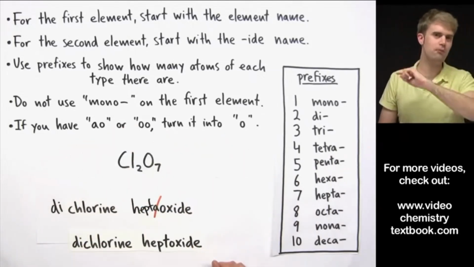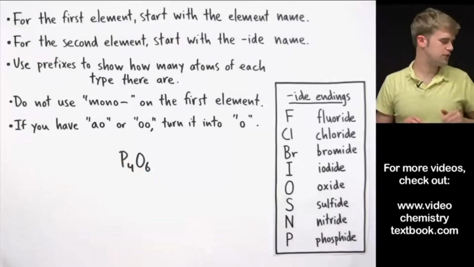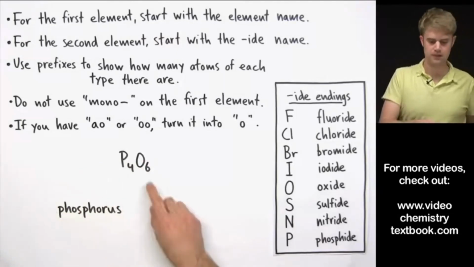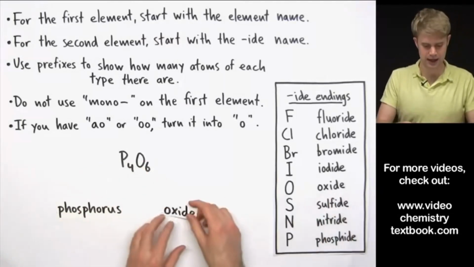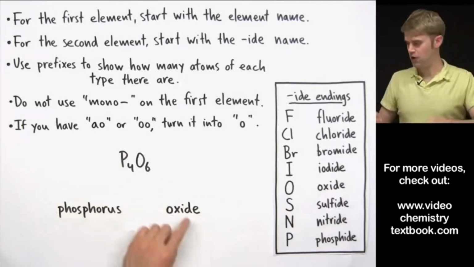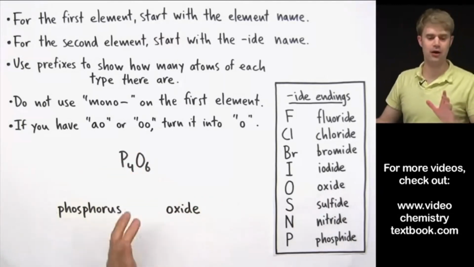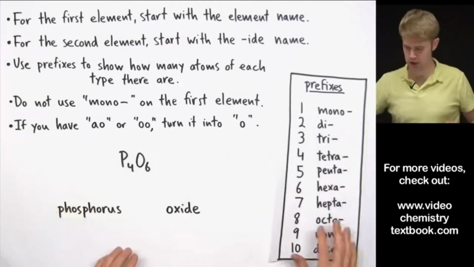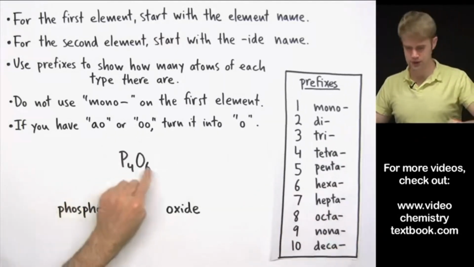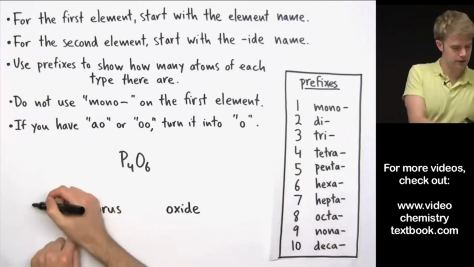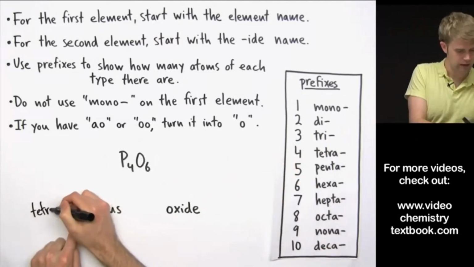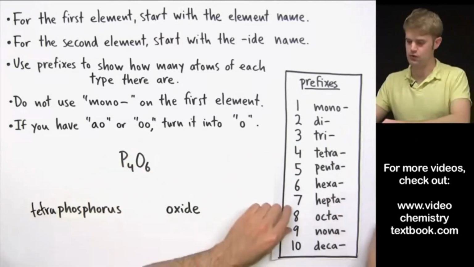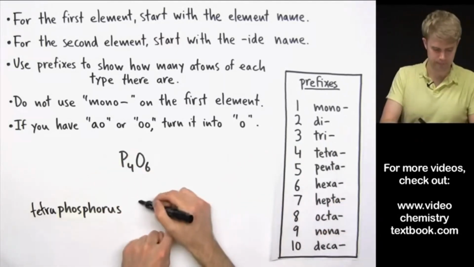Let's do 1 more. P4O6. So the P, phosphorus is our first element, and then O, we got oxide. That is the IDE name for oxygen here. All right, now let's use the prefixes. Switch to our prefix table here. We have 4 phosphorus, so we're going to use the tetra prefix, so tetraphosphorus. And then for oxygen, we have 6 of those, so we're going to use hexa here.